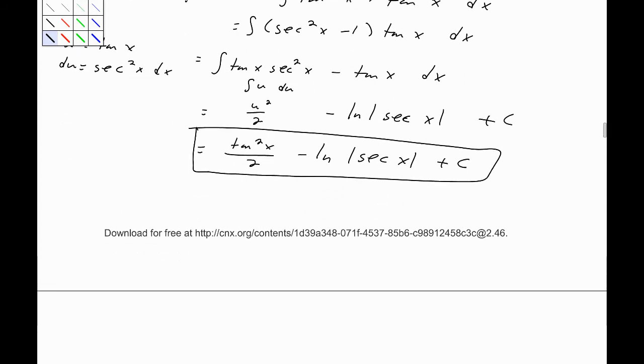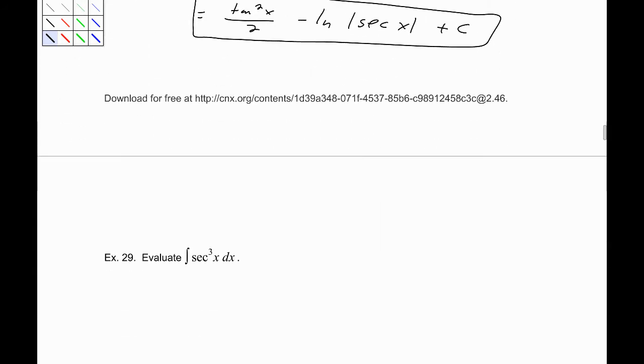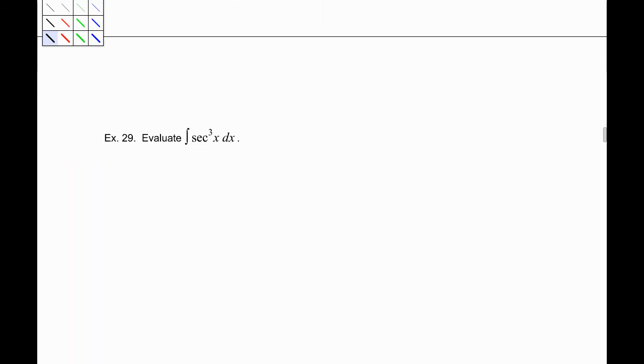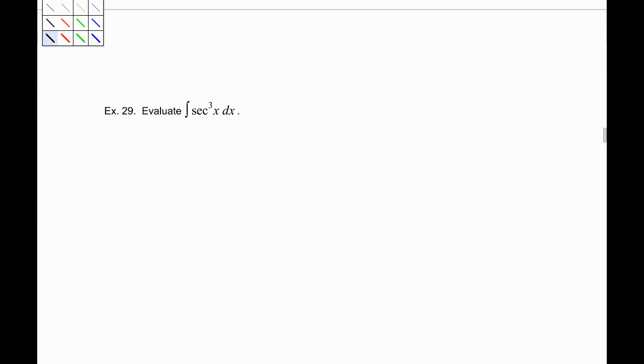We have secant cubed x. Okay, this is a serious integral to look at, so don't be too ashamed to go back and look at it again. This one has a different technique to it. It doesn't seem like it'd be that strange, but it is. So what we're actually going to end up doing is writing this as secant squared x times secant x.